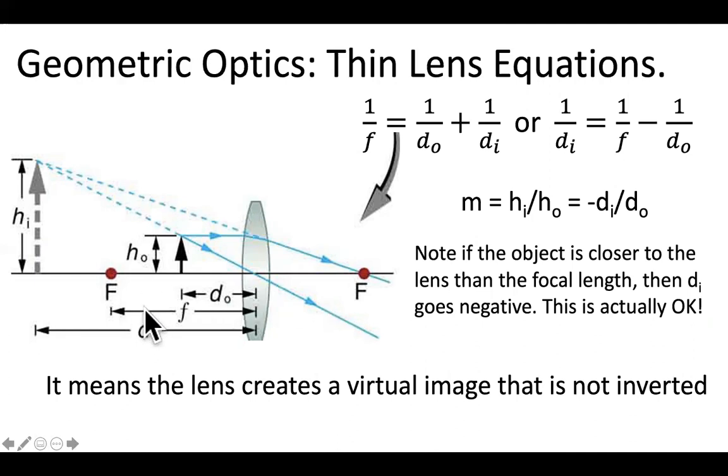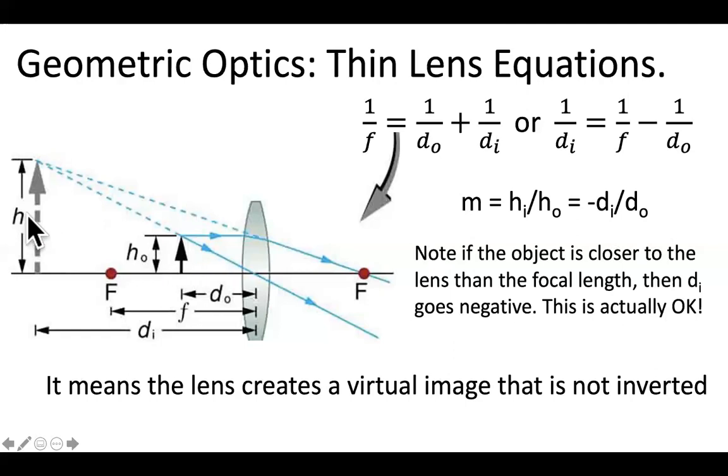Because what happens in that case is the image now appears on the other side of the lens. The place where the light rays appear to converge is not a real point in space anymore. It's an extrapolation of the rays that exist behind the lens. This is the virtual image, no longer the real one. So if di is negative, you have a virtual image. And also because m is minus di over d naught, m is now positive.